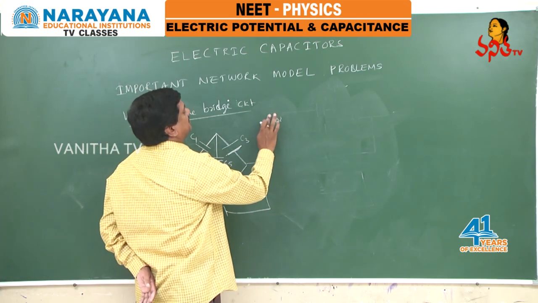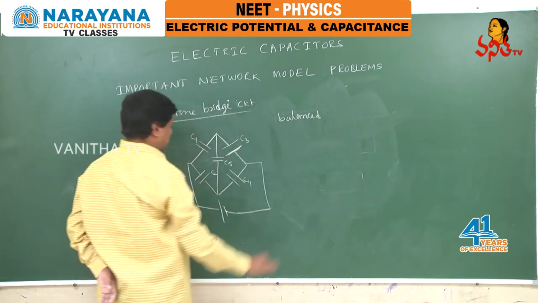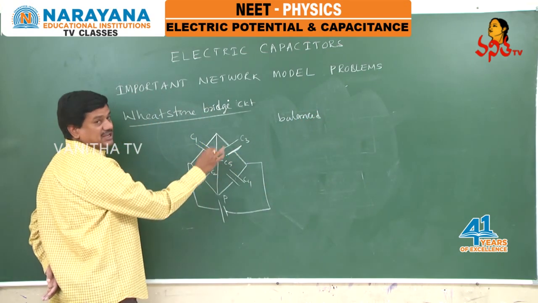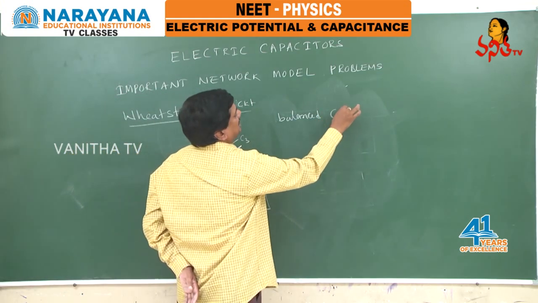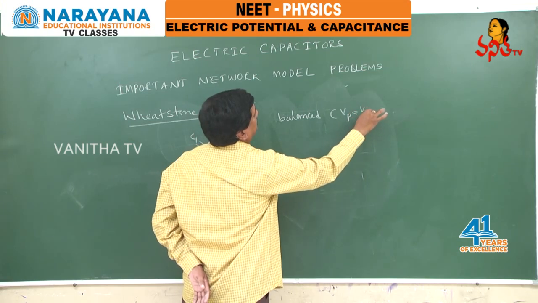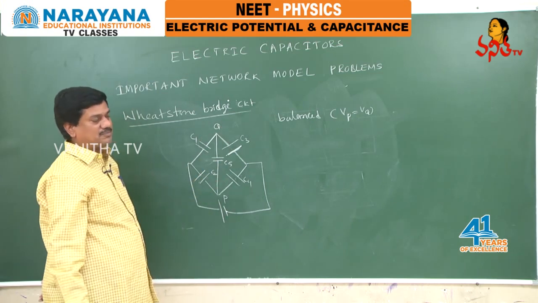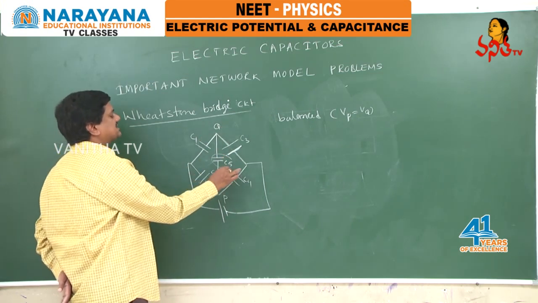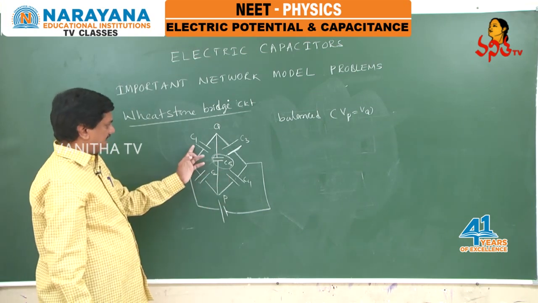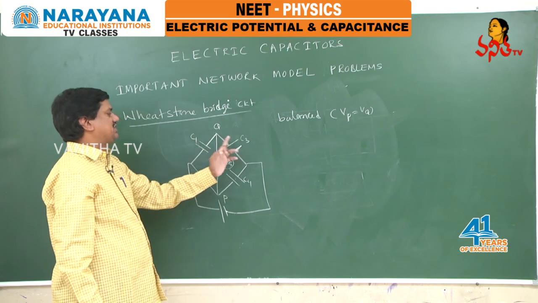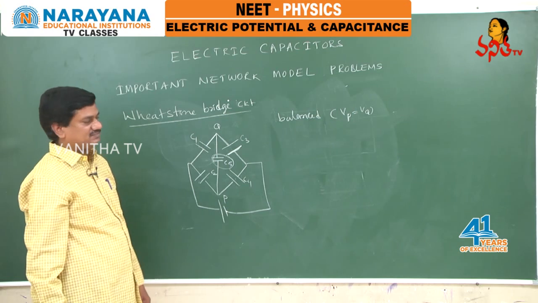The Wheatstone bridge is said to be balanced. Balanced means, if I take a point P and a point Q, the potential at point P equals the potential at point Q. If the potential at point P equals the potential at point Q, simply you can neglect this. If it is neglected, in the diagram, in the upper branch C1 and C3 are in series, and in the lower branch C2 and C4 are in series.